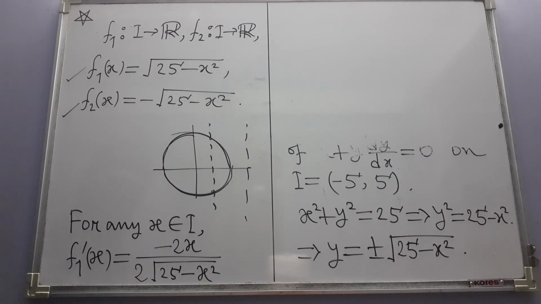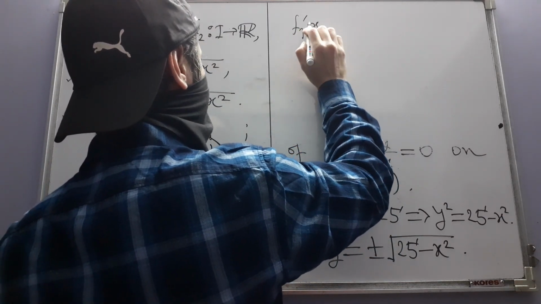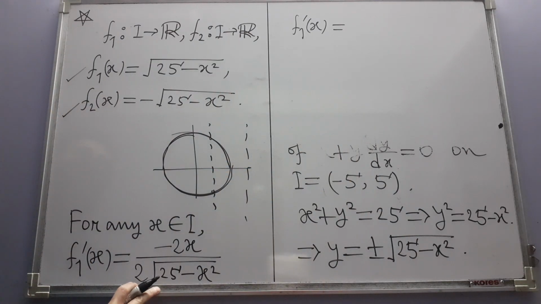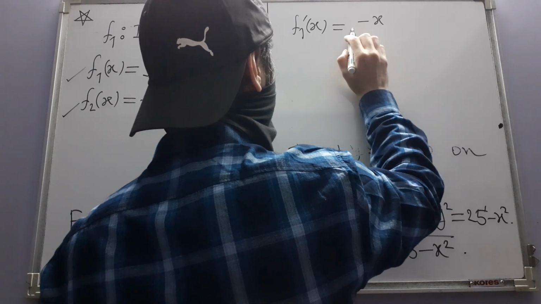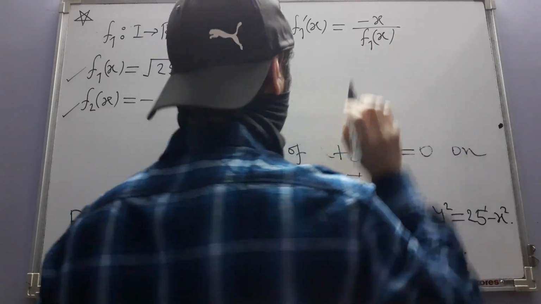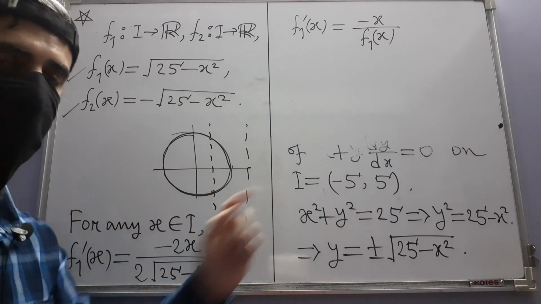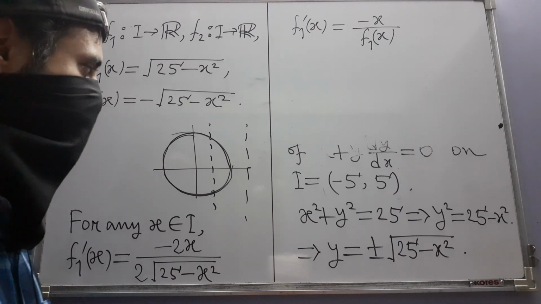After cancelling 2, you can see that f1 prime of x is minus x divided by f1 of x, because this is just f1 of x. Do you now see why we cannot take minus 5 or 5 in place of x? Because then the denominator becomes 0.